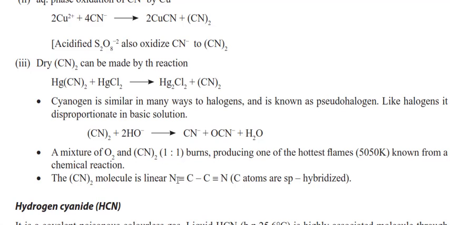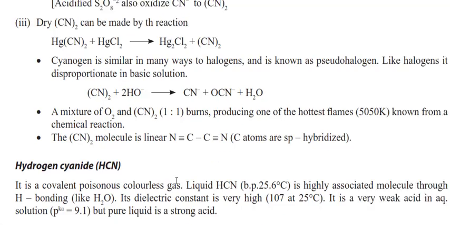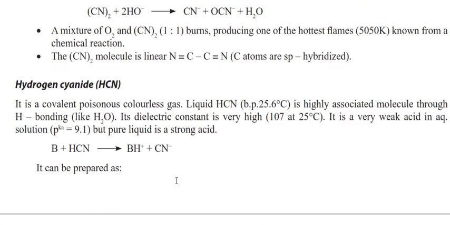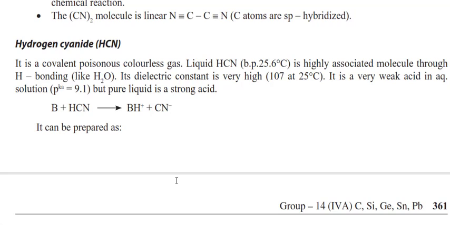And this is sp hybridization, which we have already learned in BSc theory. If your molecule is linear, you have to write sp hybridization. Similarly, you can make hydrogen cyanide, and as you know, this is a poisonous colorless gas, and the boiling point is 25.6 degrees centigrade. Due to the presence of nitrogen, it can make hydrogen bonding, and HCN, hydrogen cyanide, is a weak acid.